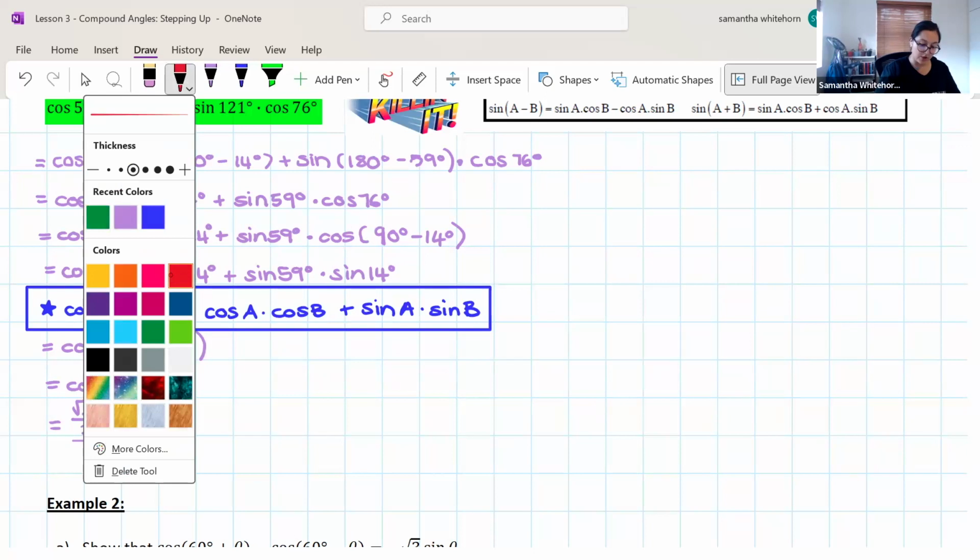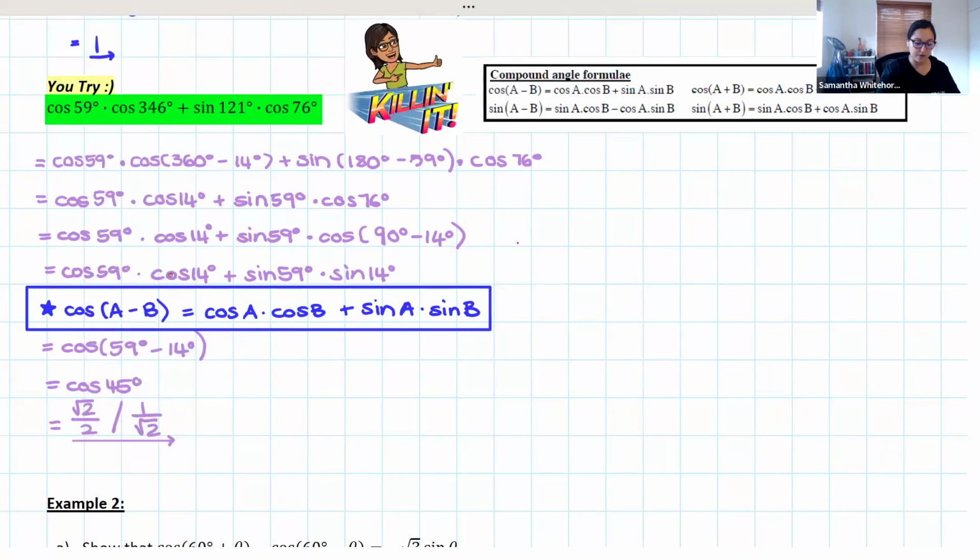Alrighty, so your mark allocation here would be for your reductions, the reductions of your cos and sine. For your co-ratio, there was no sign change for this one. Then getting your correct angle, if we're feeling generous, for your answer. The angle that you're working with is cos 45.